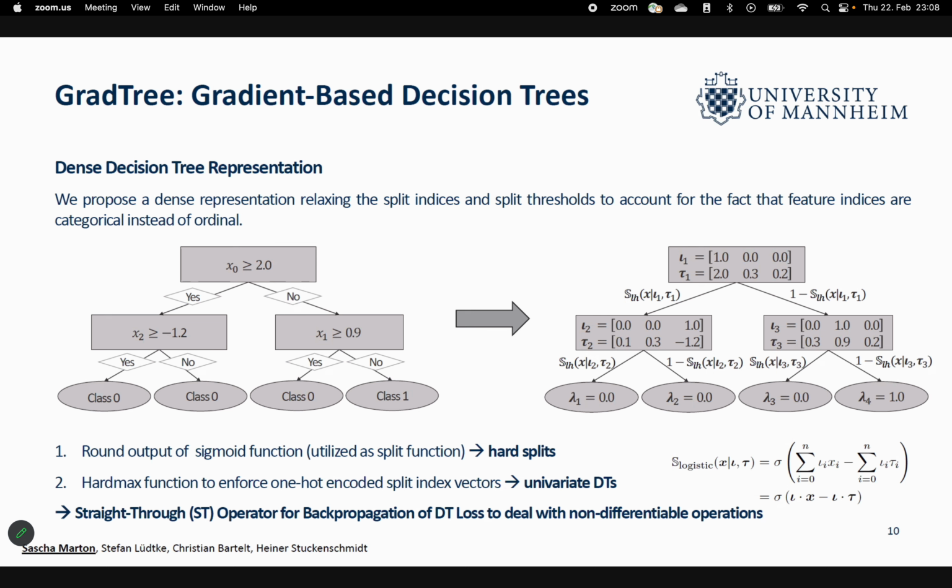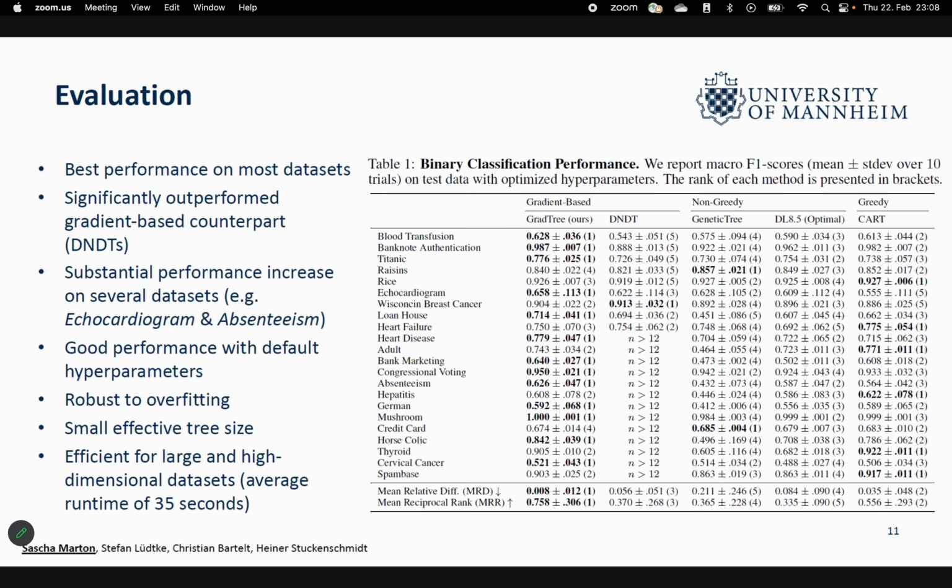So now we've seen how we can learn decision trees with gradient descent, but the question, of course, remains, does this actually work in practice? And the good news is, yes, it works in practice. This is the table from our paper for binary classification tasks. You can see our method in the first column. You can see a gradient-based alternative, which has some major differences to our method, which I cannot go into detail now, in the second column. And then we have some non-greedy alternatives, which are using a genetic algorithm and so-called optimal decision trees. And then we have the greedy procedure using CART as the current state-of-the-art benchmark in the last column.